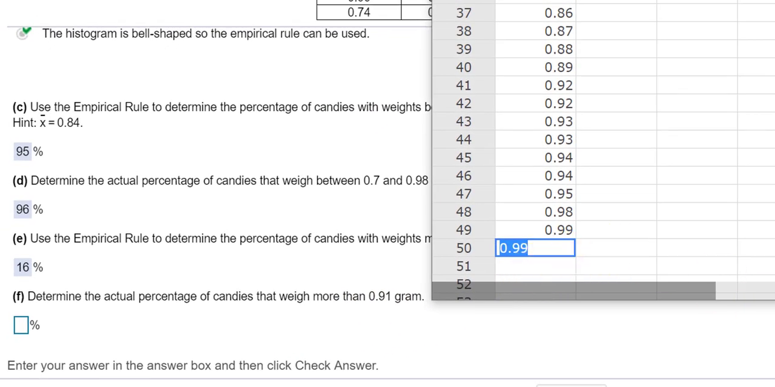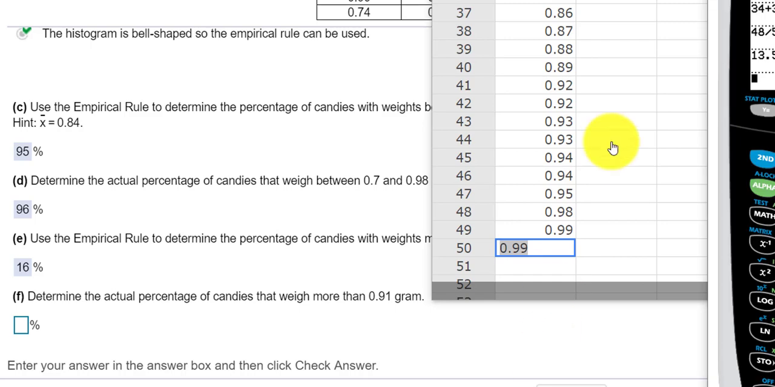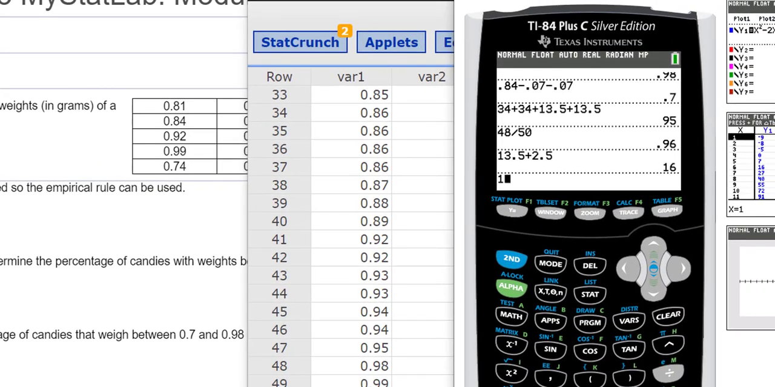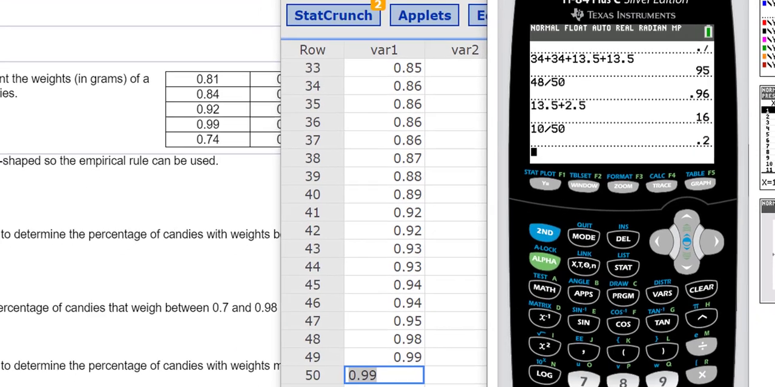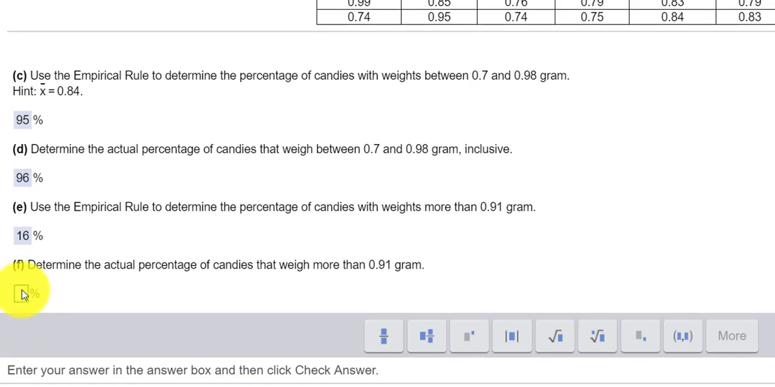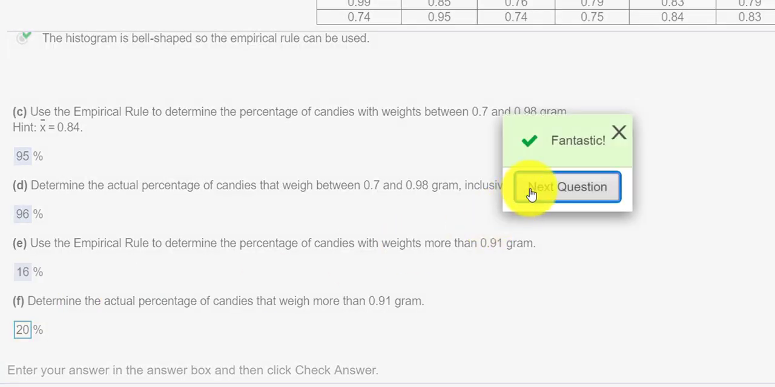So you have to divide. As a percentage, it's 10 out of 50. So I do 10 divided by 50 to get 0.2. So maybe we'll call that 20%. And I press enter, and I get the good job.